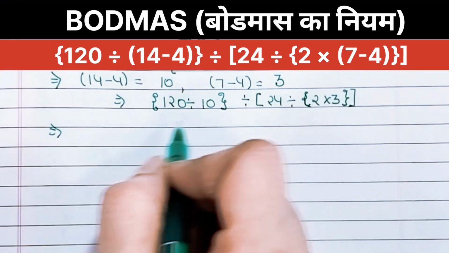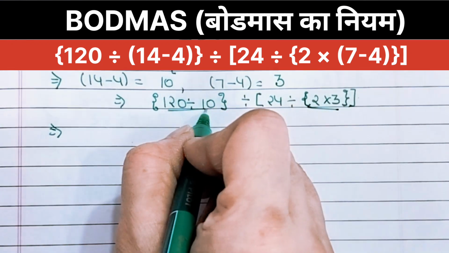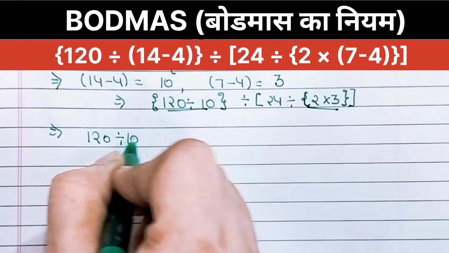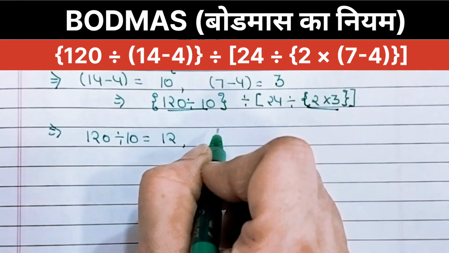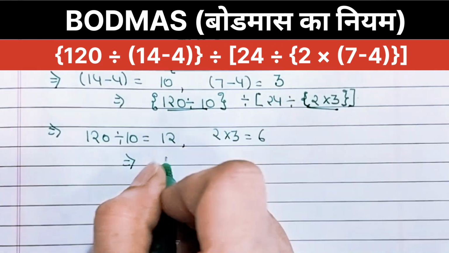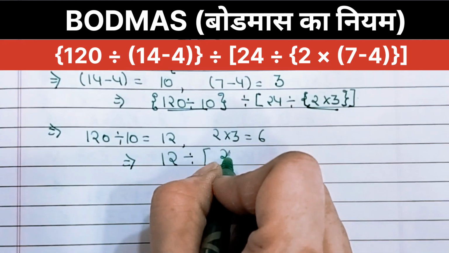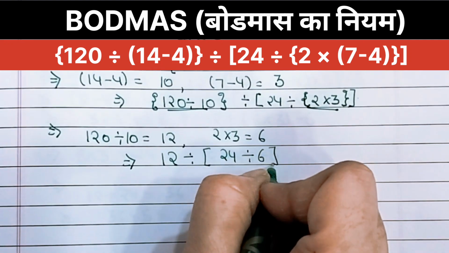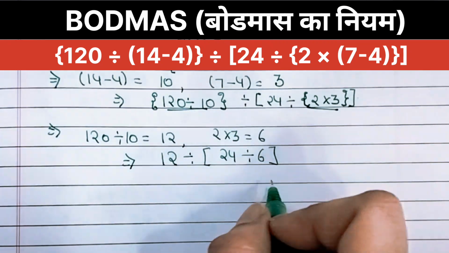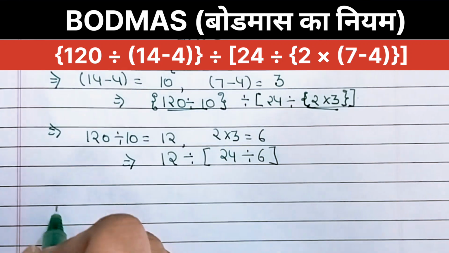Now step 2, solve the curly bracket. As you can see, in the curly brackets there is 2 multiplied by 3 and 120 divided by 10. So we solve both the curly brackets. Now it will become 12, and 2 multiplied by 3 equals 6. So now the current expression becomes 12 divided by square bracket 24 divided by 6. According to step 2, once the round parentheses are gone, we move to the next layer of grouping, curly brackets, to further reduce the expression.